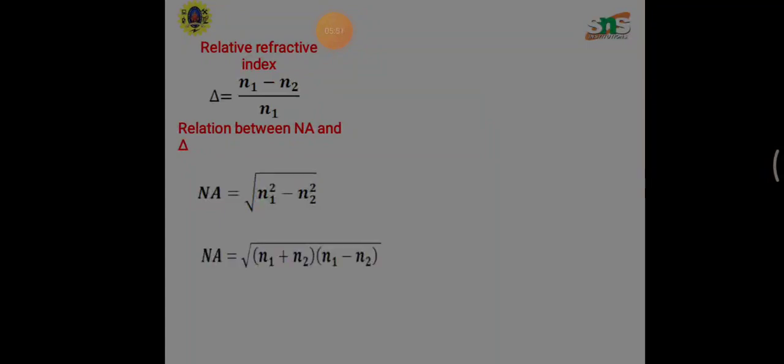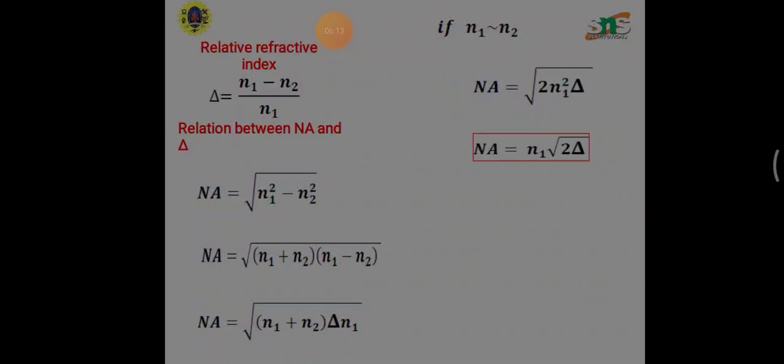Therefore, the relation between NA and delta: we know that NA equal to the root of n1 square minus n2 square. Therefore NA equal to the root of n1 plus n2 into n1 minus n2. So finally we get NA equal to n1 root of 2 delta.